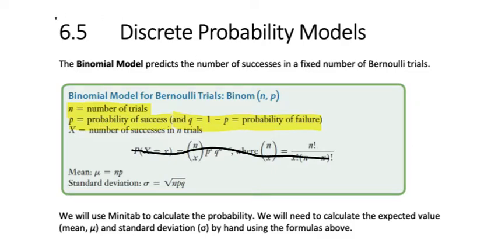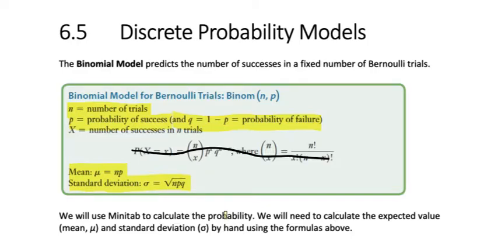What you do need to worry about are the formulas below for mean and standard deviation. Luckily, these formulas are a lot simpler, but we are going to need to calculate these two values by hand. So mean, also known as expected value, is calculated by doing n times p, and standard deviation is calculated by taking the square root of n times p times q.